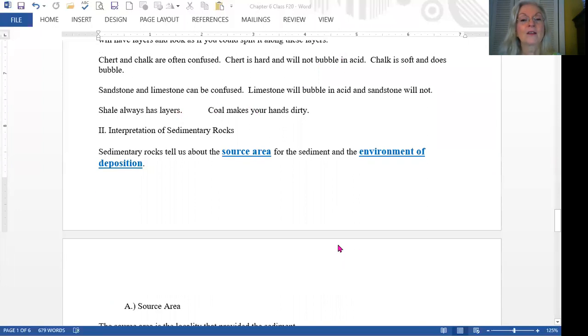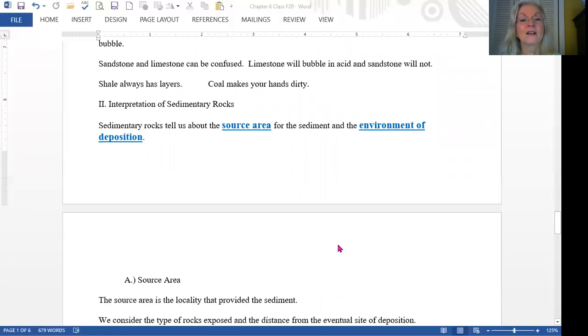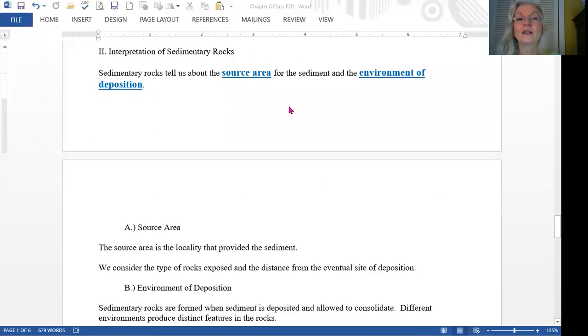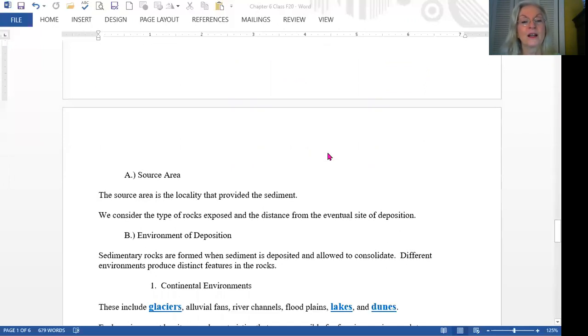So let's talk about some of the sedimentary rocks and the source area and the environment of deposition. A sedimentary rock is interesting because it can usually tell you two things. Where did the material that it's made out of come from, and where did the rock actually solidify? So the source area is where did it come from?